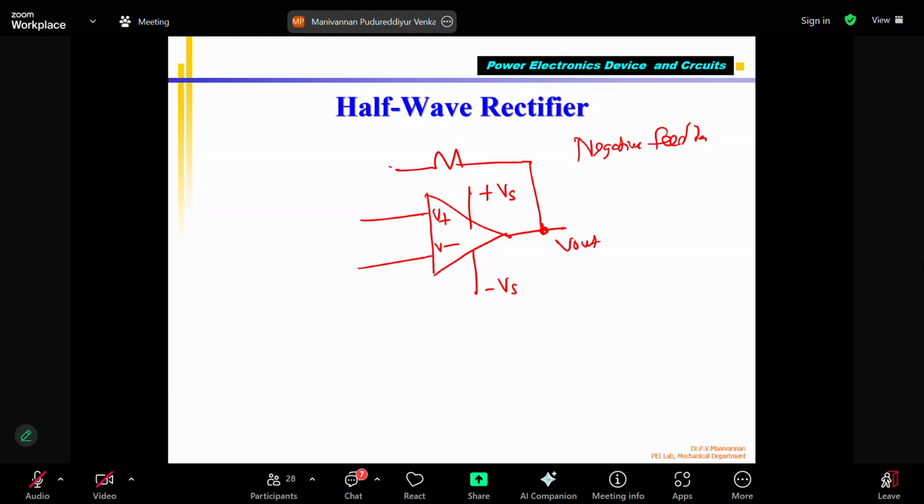Or can it be connected directly? Is it allowed? Output to which one do I have to connect? There are two, V plus and V minus. V minus you have to connect, sir. V minus, V minus, V minus, sir.